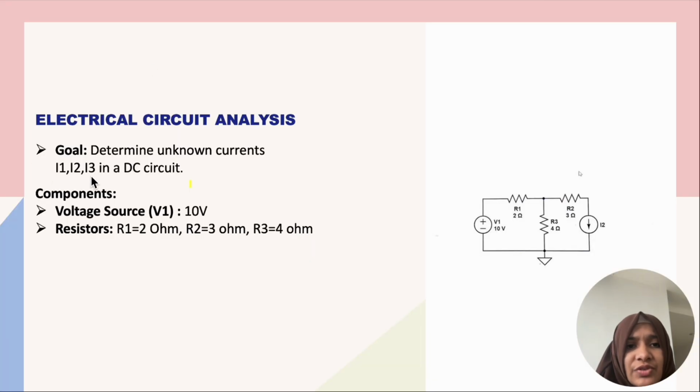Let's look at a specific application in electrical engineering. Our goal is to find three unknown currents I1, I2, I3 in a DC circuit. Our components include a 10-volt voltage source and three resistors: R1 at 2 ohms, R2 at 3 ohms and R3 at 4 ohms.